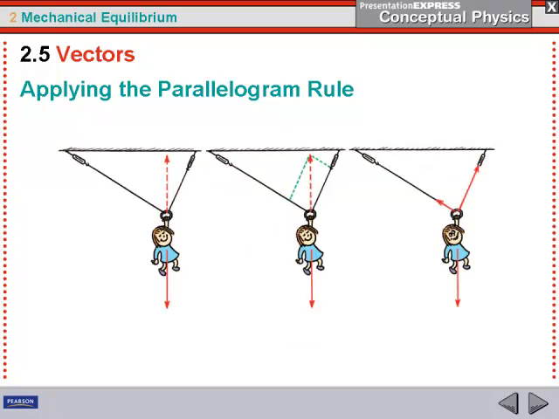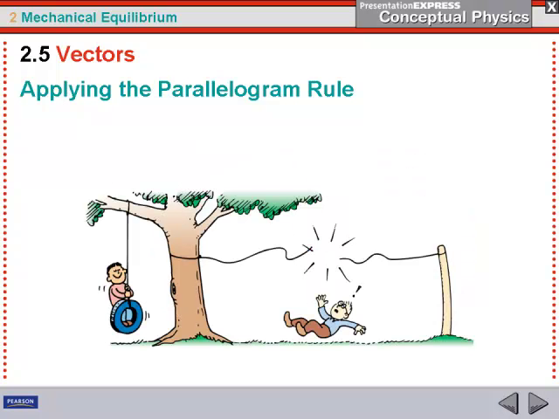When the ropes supporting Nellie are at different angles to the vertical, the tensions in the two ropes are unequal. By the parallelogram rule, we see that the right rope bears most of the load and has the greater tension. You can safely hang from a clothesline hanging vertically, but you will break the clothesline if it is strung horizontally.